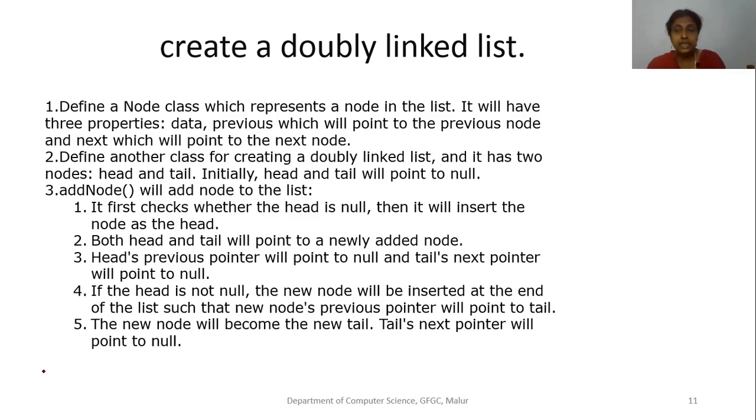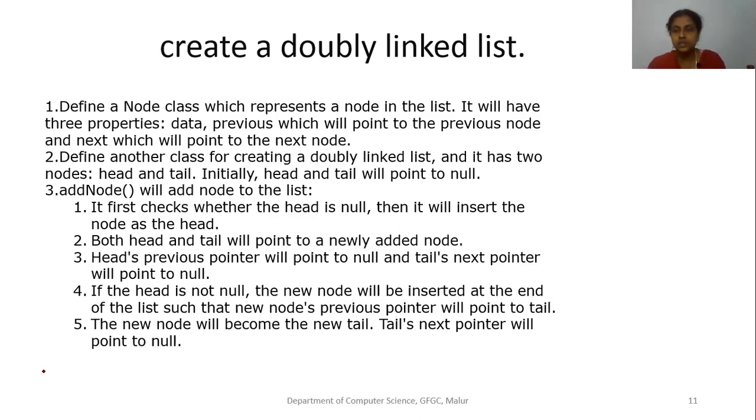Done. Otherwise, you check whether your head is null. If head is not null, it means some node is already linked. Search. So the head node will show the first address. So come to the first address and check whether the next part of the first address is null.